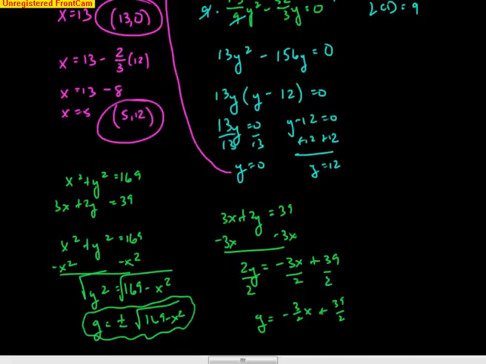And now I'm going to create my x, y table, and I'll use my graphing calculator. And I'll just plug these into y equals. Okay? So again, I will plug in the two parts of the circle first. So square root of 169 minus x squared, negative square root of 169 minus x squared, and then negative 3 divided by 2 x plus 39 divided by 2. And I'll zoom standard.